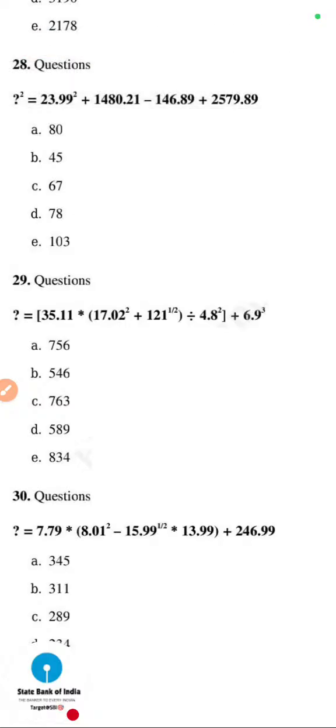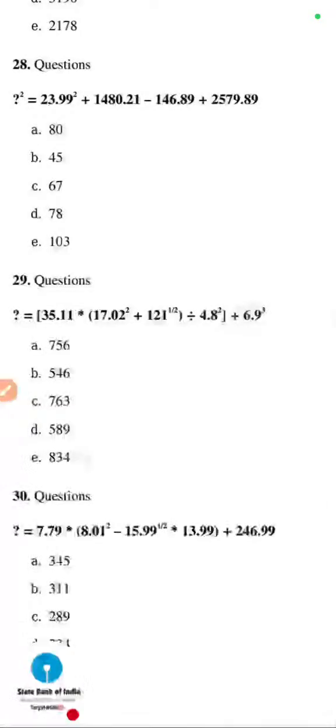29, we see question mark equals 35 into 17 square, which is 289, plus 121 whole power 1 by 2, means 11. So we get 300 divided by 4.8 square, means 25 divided by 25. So we get totally 35 into 300 divided by 25. 25 4 times, okay, double zeros cancel with 4 times. So we have 35 4 times, which will be 70 plus 70 140, 140 3 times 420.